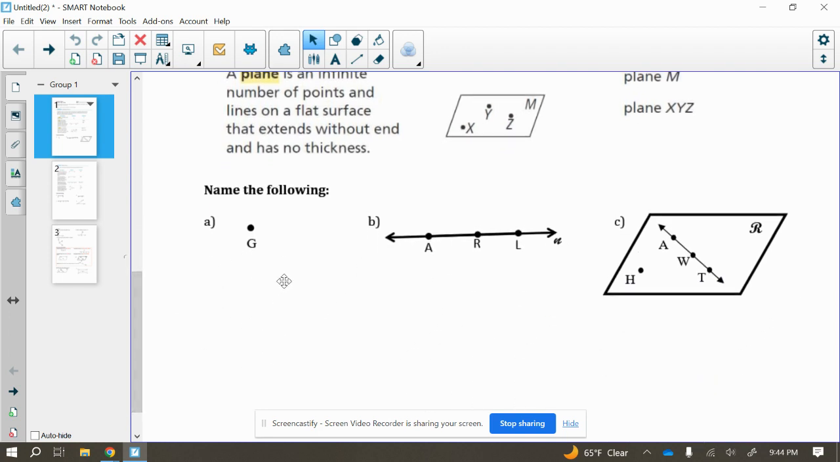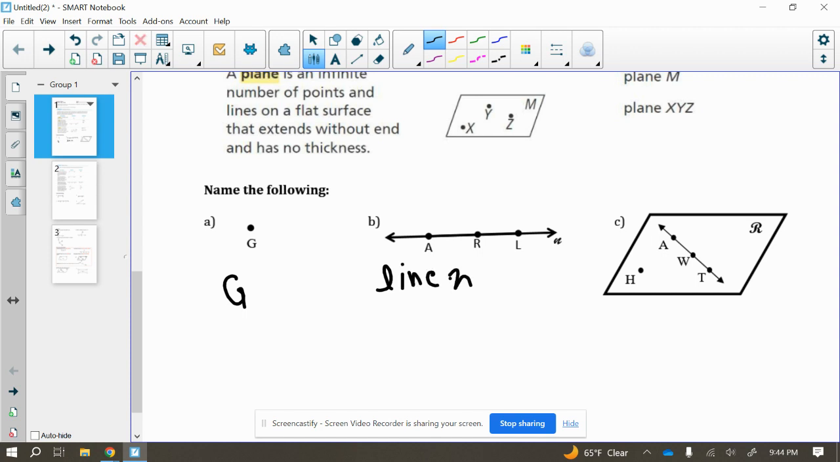So again, we have examples here of our three undefined terms. A point, again, we would just name that with a capital letter that it's represented, so G. We have our line here, a couple different ways. Again, you could name this, for instance, line N, the cursive letter. You could call this line AR with the line symbol on top. Very important, you put the line symbol. You could call it RL. You just need some combination of these 2 points. You could call it LA. Okay, again, the order will not matter on that. You could call it AL or LA. Again, we have multiple options on that one.